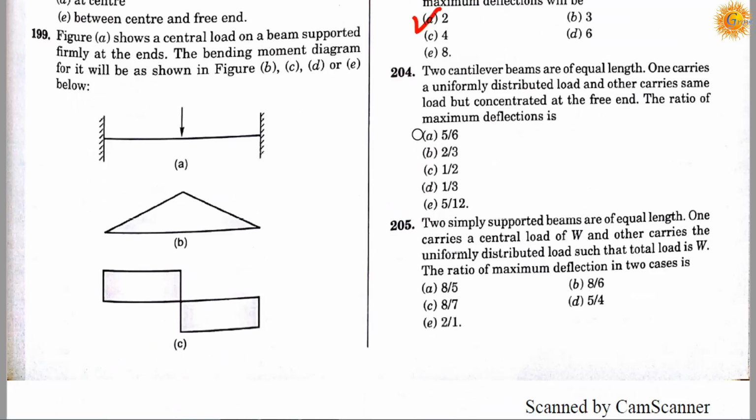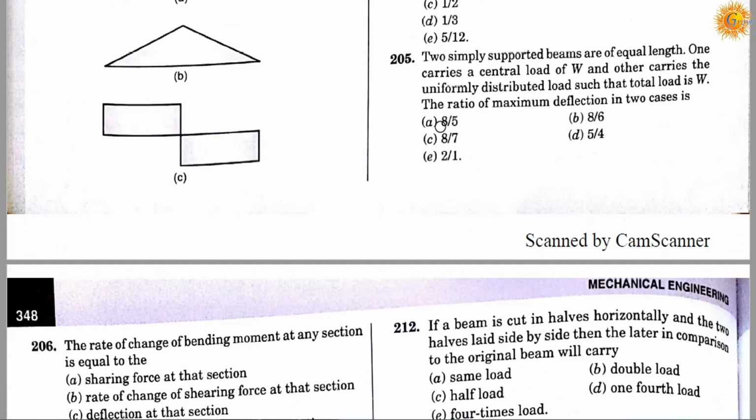Question number 204. Two cantilever beams are of equal length. One carries a uniformly distributed load and other carries same load but concentrated at the free end. The ratio of maximum deflection is option A, 5:6, option B, 2:3, option C, 1:2, option D, 1:3, option E, 5:12. Correct answer is A. It will be 5:6.